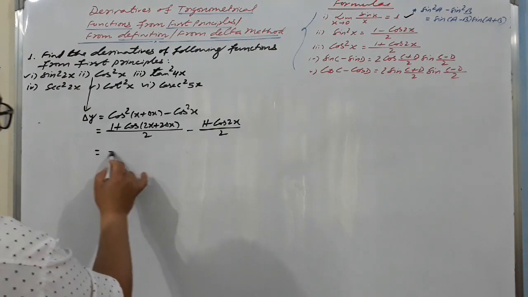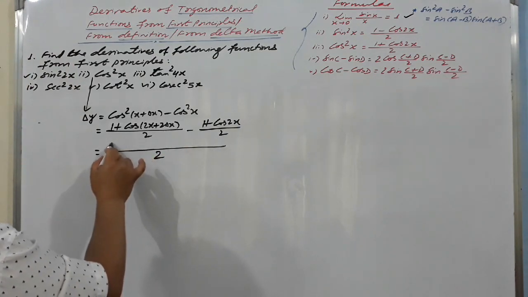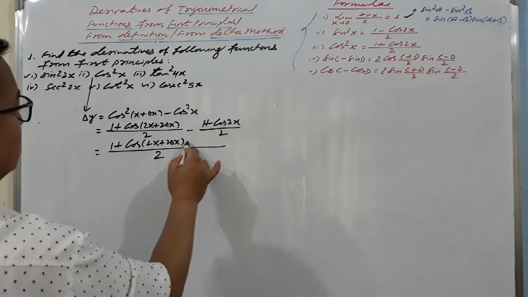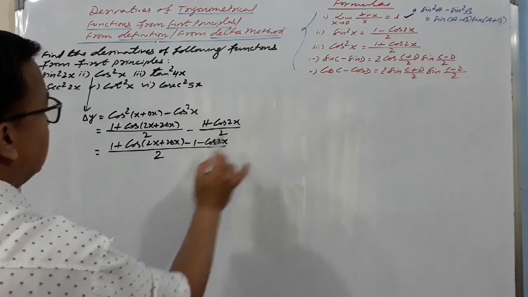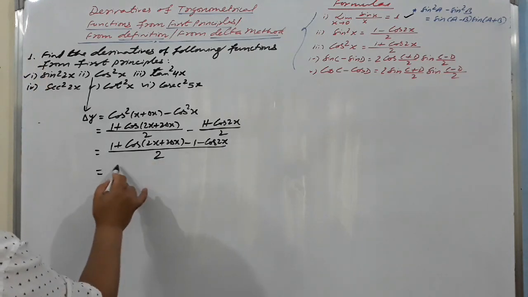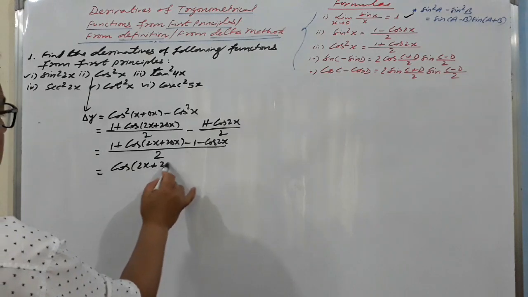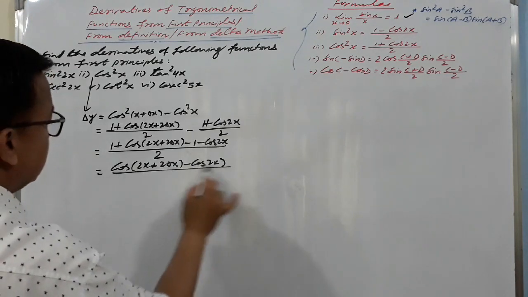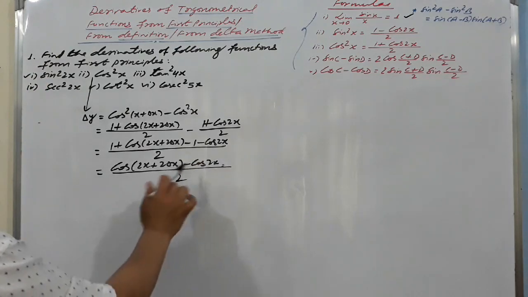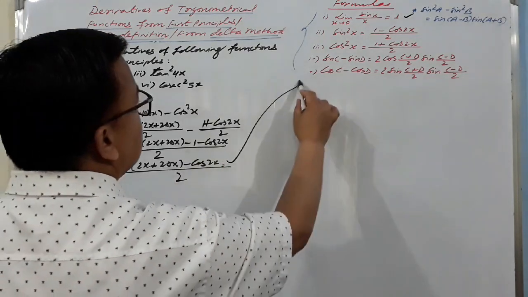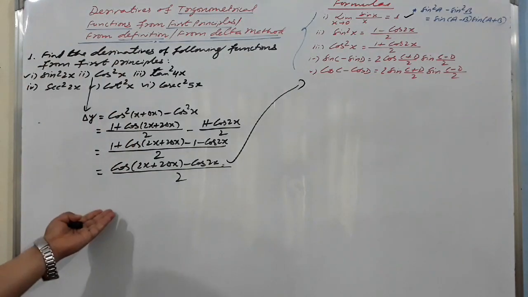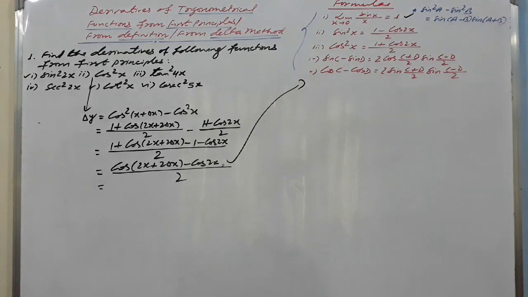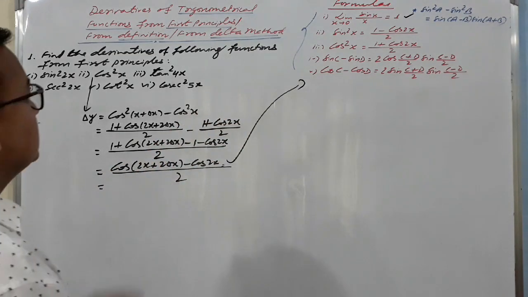is equal to, taking the LCM, 1 plus cos of (2x plus 2 delta x) minus 1 minus cos of 2x, which is cos of (2x plus 2 delta x) minus cos 2x, over 2. After this it is very easy. Now you can use this one formula, cos C minus cos D. You can handle it, okay? The remaining process is exactly the same.